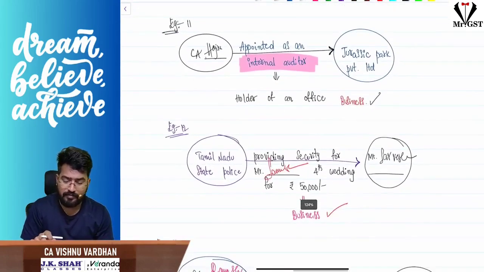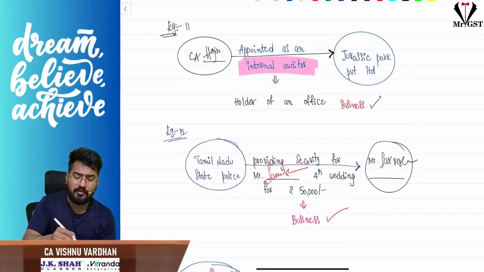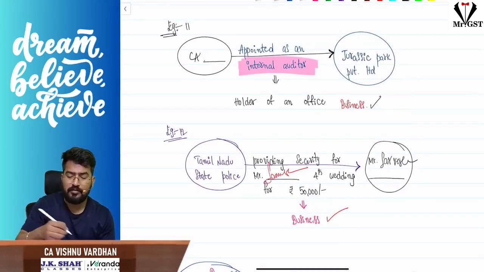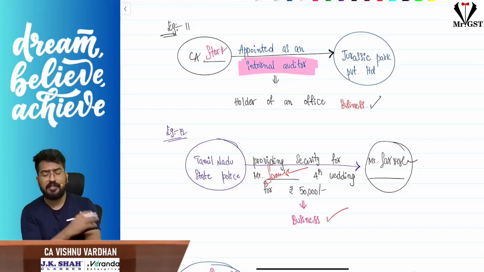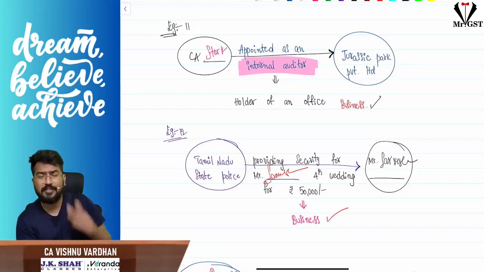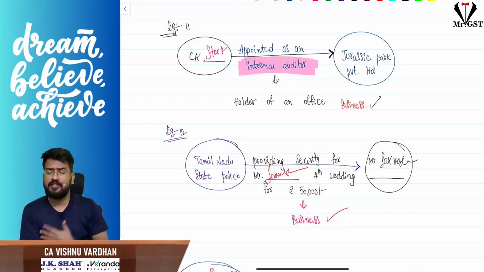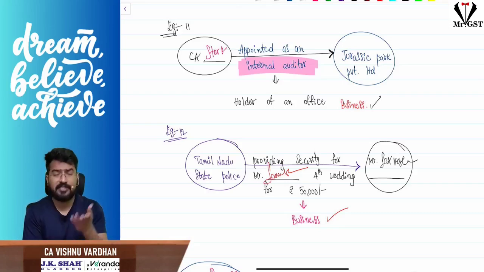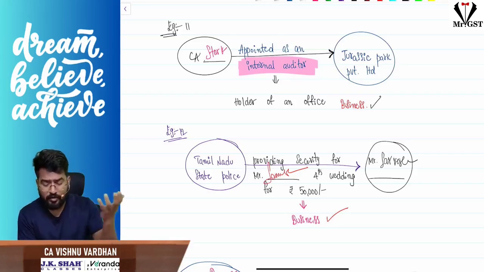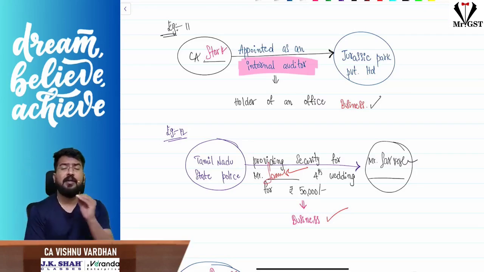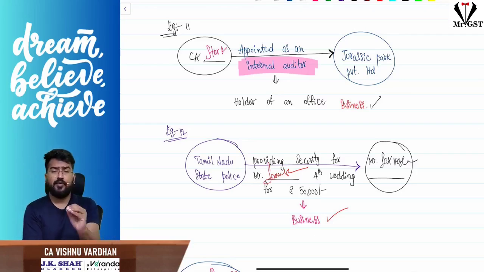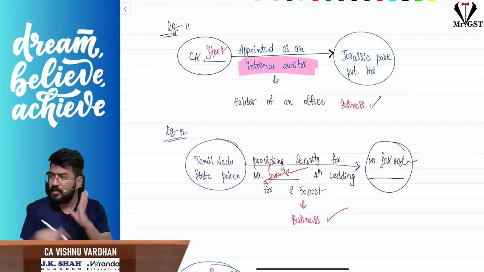See, for example, here, CA Stark has been appointed as an internal auditor of Jurassic Park Private Limited. Sir, he is holding an office. Holding an office and providing your service is also business as per the business definition. Tamil Nadu state government providing security for your fourth wedding. Let us assume they are charging 50,000 rupees consideration. So that is also business. What I am trying to tell is, even the government doing its duty as a public authority is also business as per the definition.